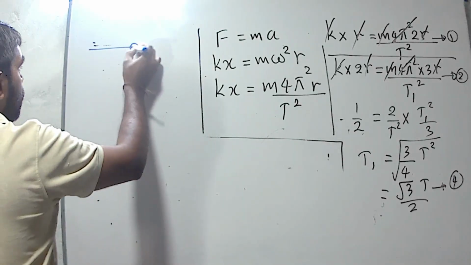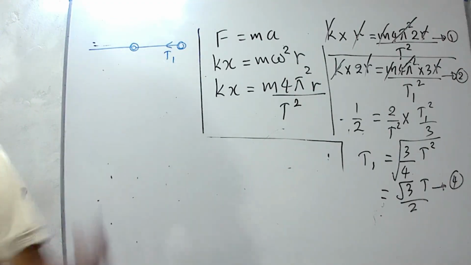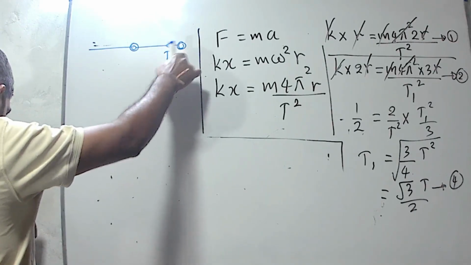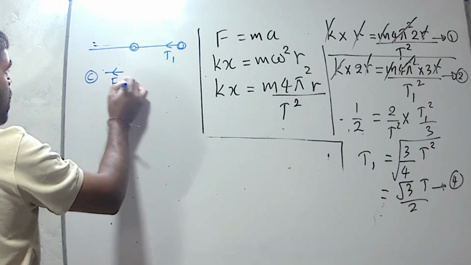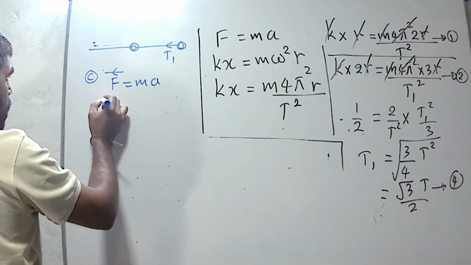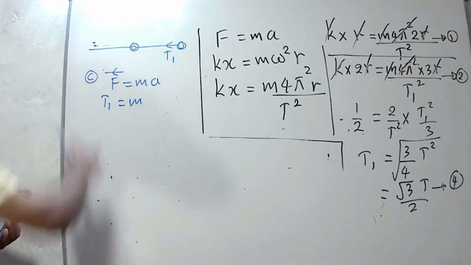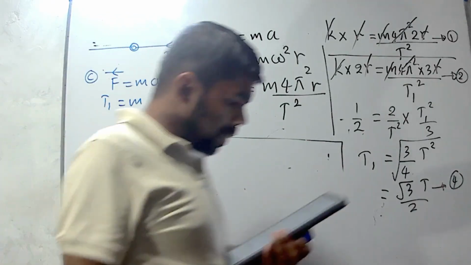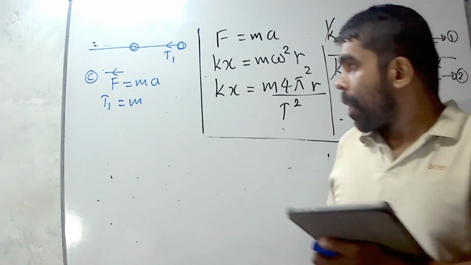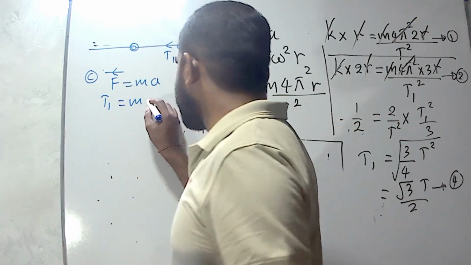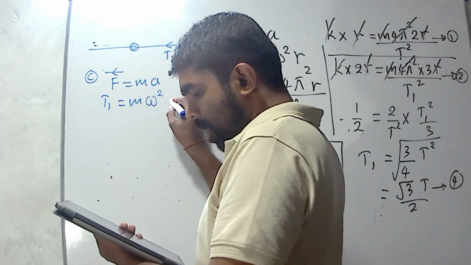I will consider this object and this one. The tension on this object is T1. Then we can use F equals MA for the object C towards the center. F is T1, M. They have given that the points A, B, C are always in a straight line. Therefore, we get the same angular velocity. So T1 equals M omega squared, radius is 2r.